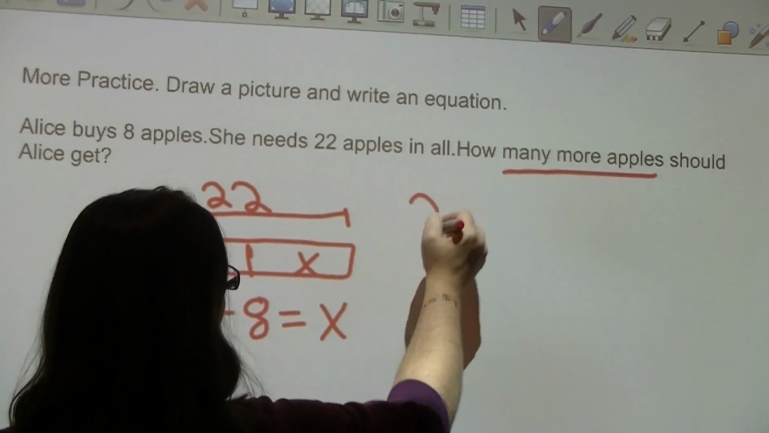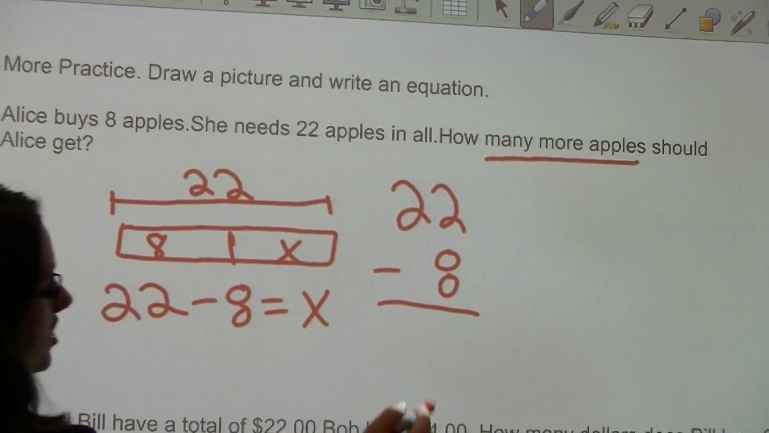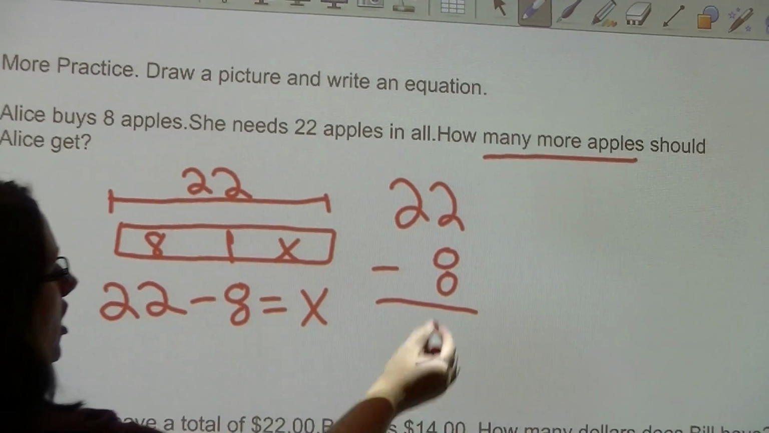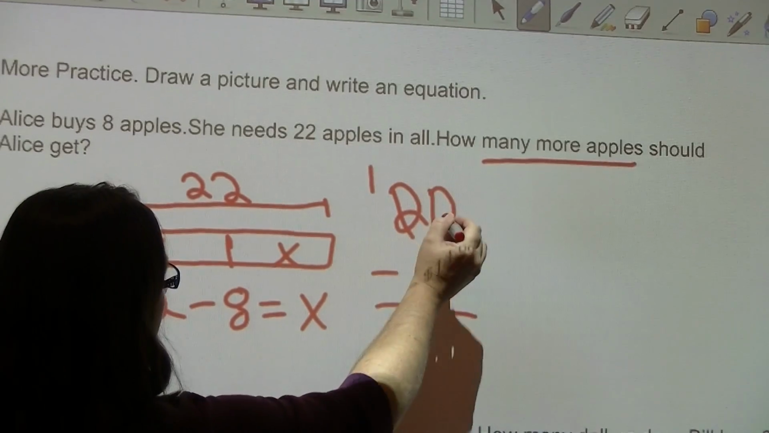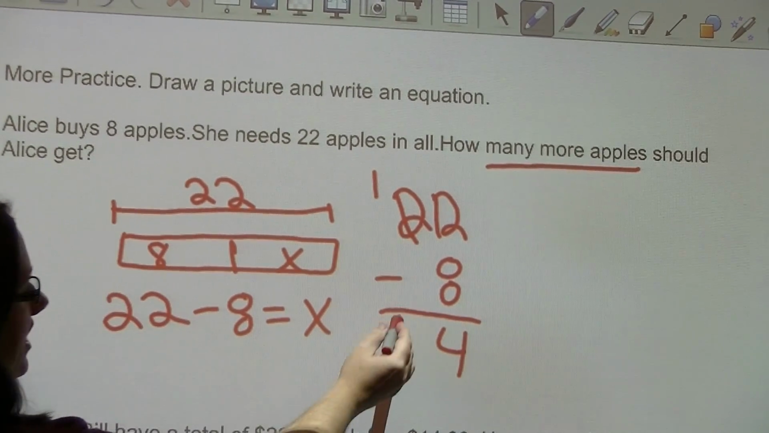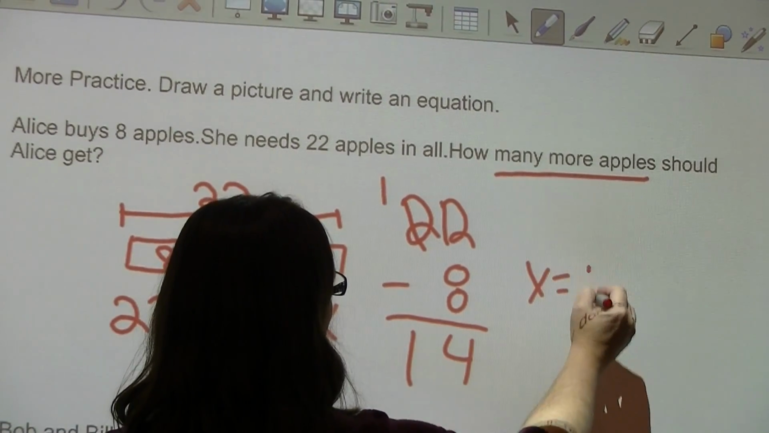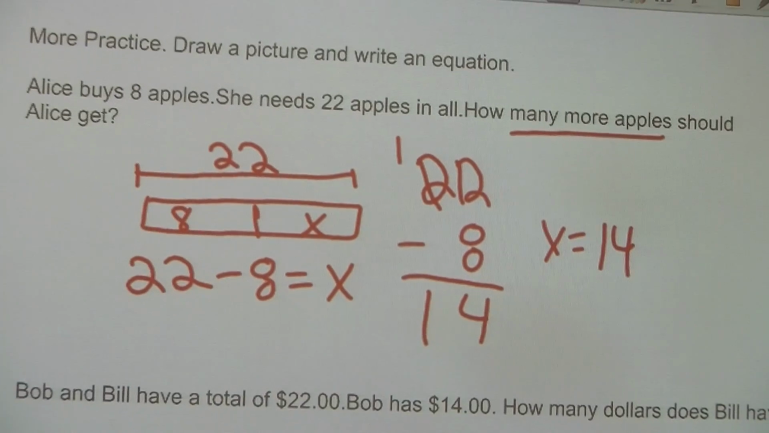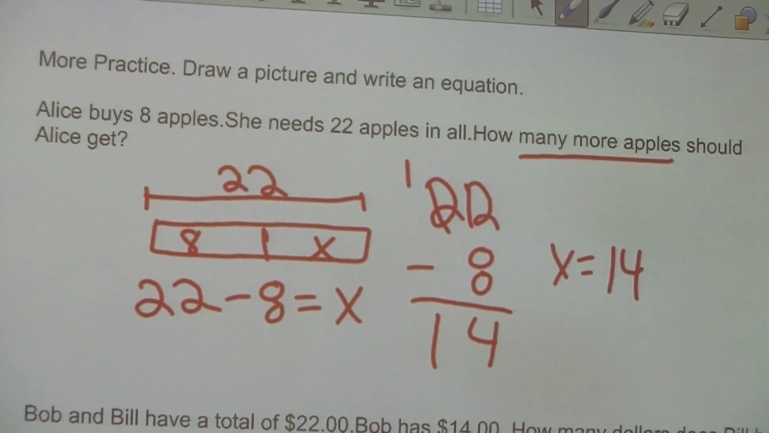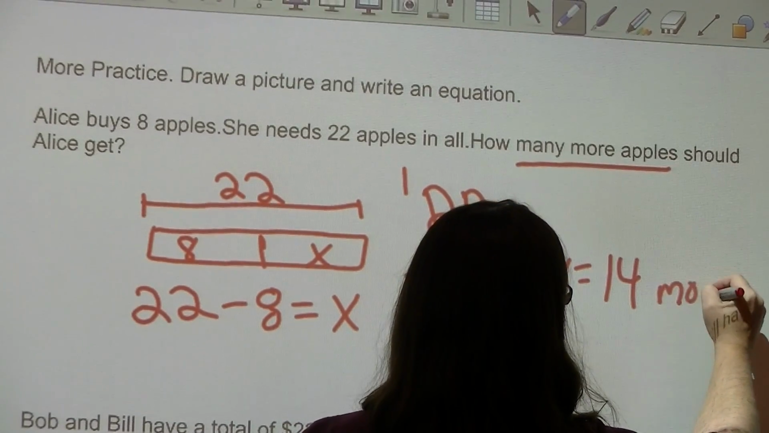Okay, if you need to, take 22 and line up your numbers by place value here. Can we do 2 take away 8? No, so we're going to borrow. This becomes 1, this becomes 12. 12 take away 8 is 4. 1 take away 0 is 1. So x equals 14. And what's our label? What are we talking about? Apples. So how many more apples does she need? 14.